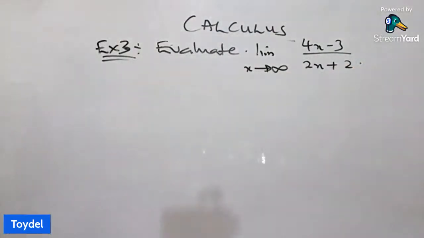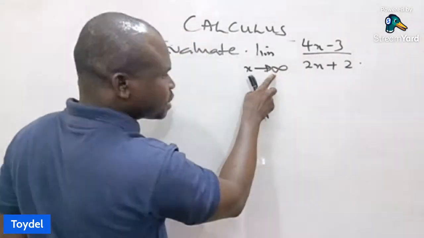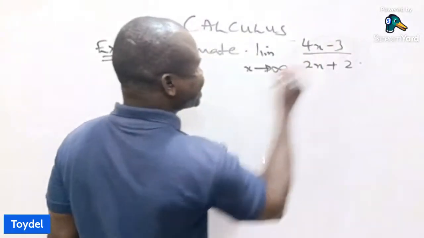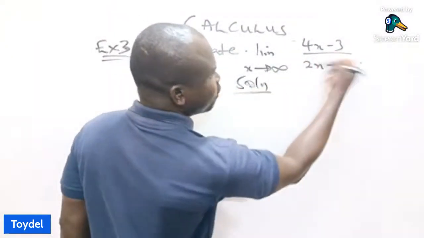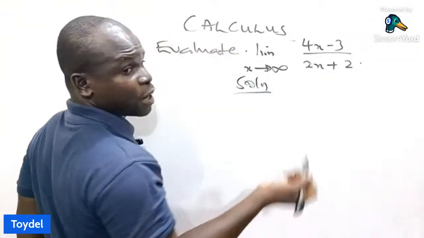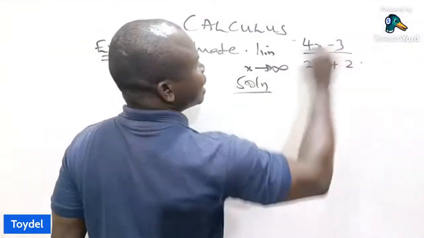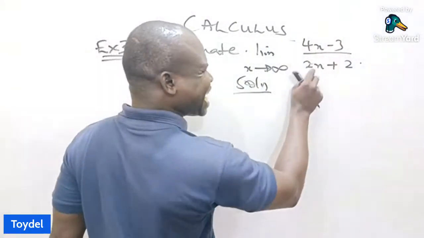Look at this problem now. In this case, x tends to infinity. If you have something like this, you are going to look for the highest degree of x. In this case, it's x raised to 1. Okay, it's possible to have x squared. What you are going to do is divide all the terms here, both the numerator and denominator, by the highest degree of x.